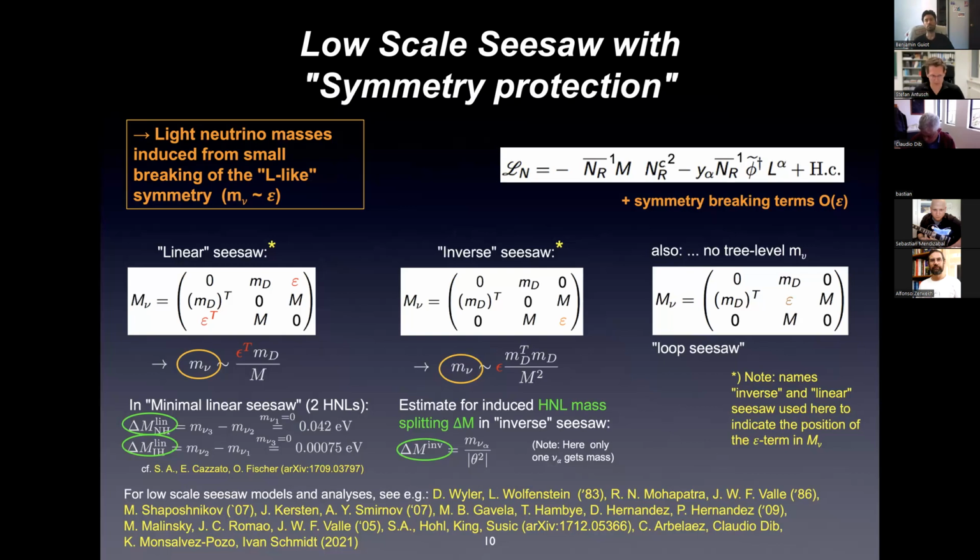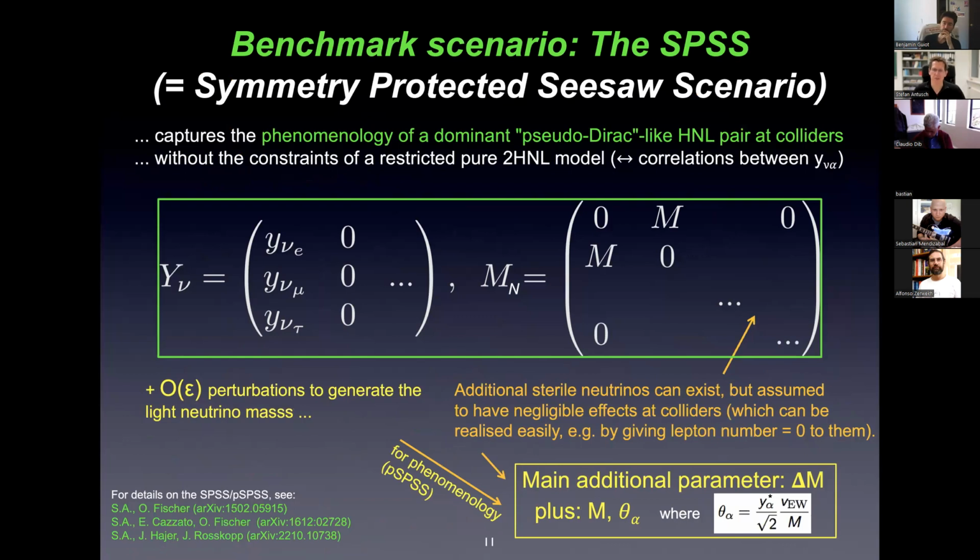And a lot of studies have been done for these low-scale seesaw models of this type. So it's quite common. And also here at your institute, recently there have been detailed studies of these, sometimes called quasi-Dirac neutrinos. And yeah, so there exist many model realizations and also discussions of this. So what we did some time ago in order to make this a bit simpler, because there are many parameters you can introduce and many pairs of HNLs that can exist, we tried to formulate a benchmark model for collider studies where we wanted to focus on a dominant pair of pseudo-Dirac HNLs.